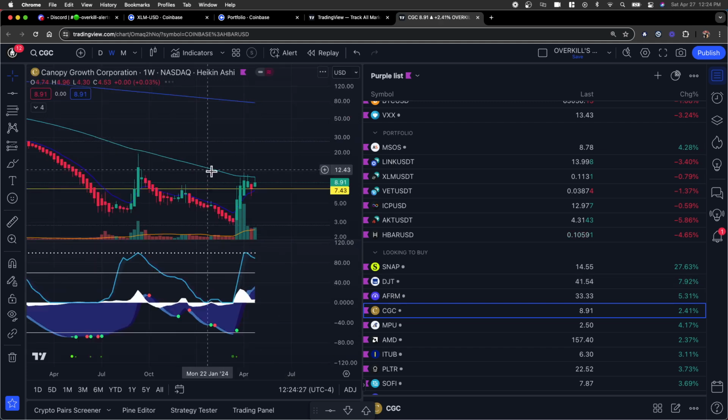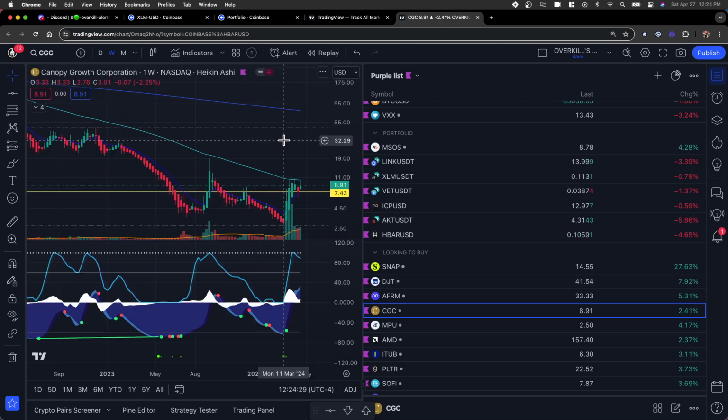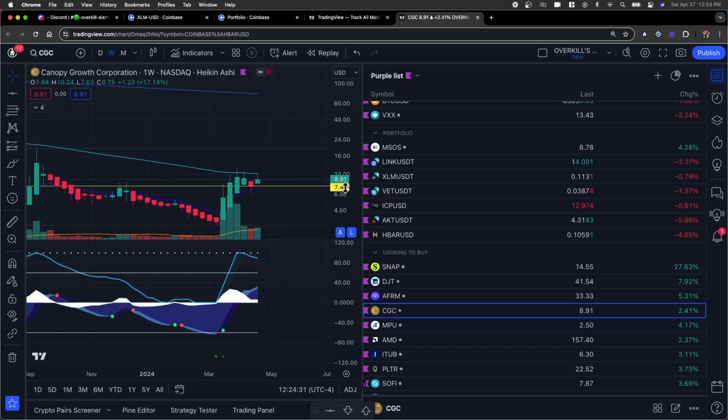Here's CGC. This is a pot stock. This looks really good. I'd put a trade on this one at 740. That'd be my stop loss level. I'd be entering here. I think this one wants another leg up. Had that big wick down, and now we're getting a nice reversal candle there.